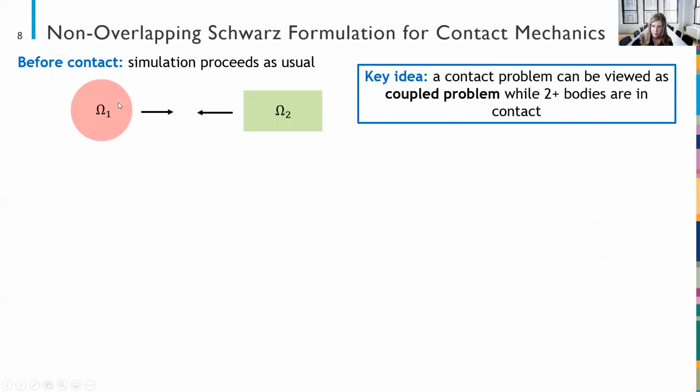So the way that the formulation proceeds is as follows. Before contact, your simulation goes as usual. Here we have this circle and square, and they're approaching each other towards an impact that will occur.